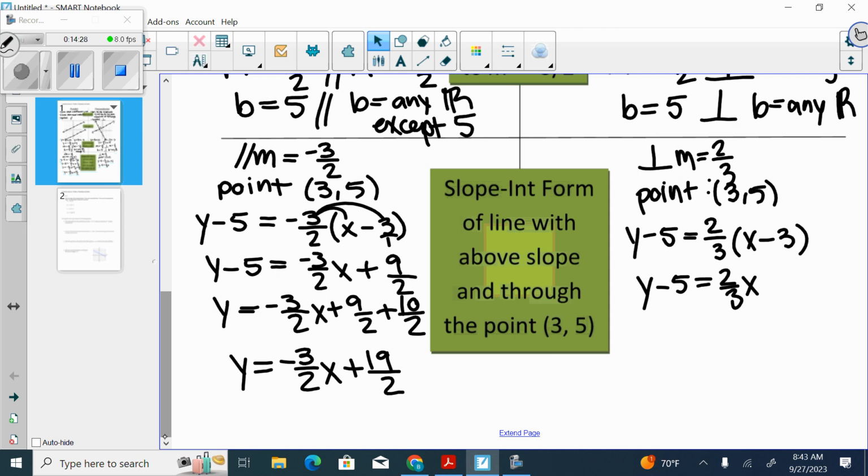Remember, we multiply numerators and denominators. Negative 2, very good. Then what should we do? Add 5. So we end up with y is equal to 2/3 x plus what? 3. Very good. All right. Okay, flip it over onto the back.